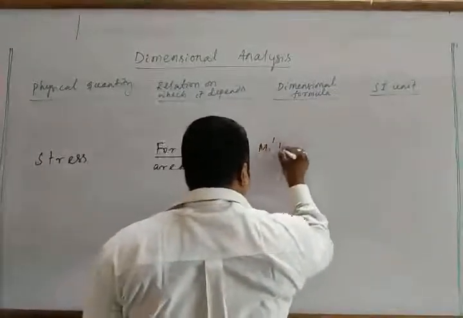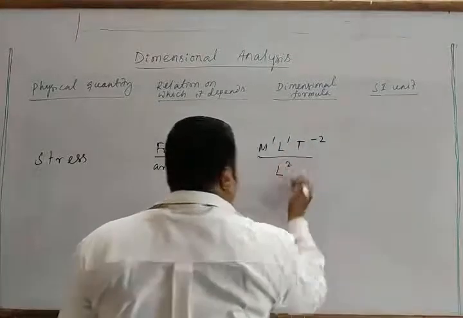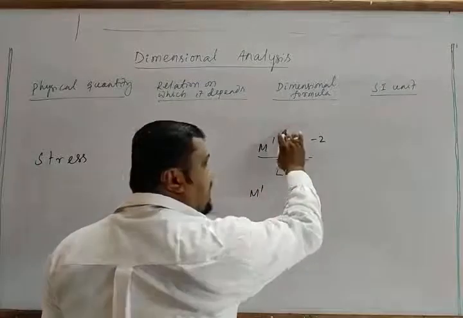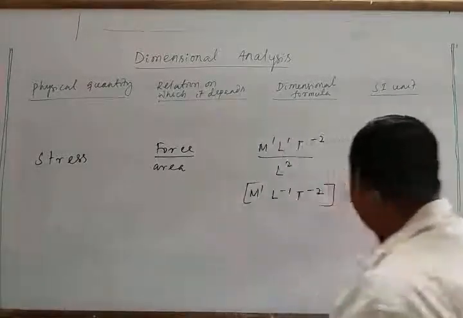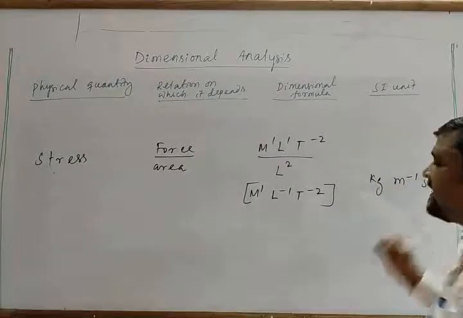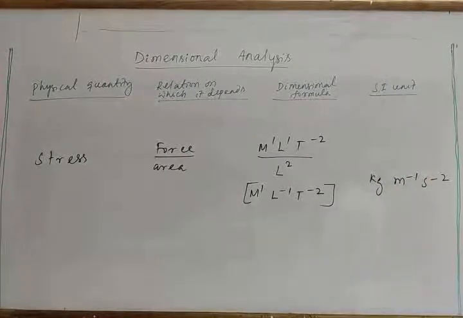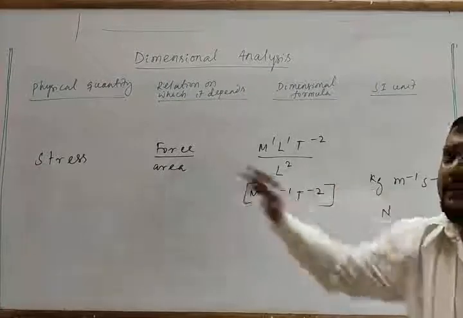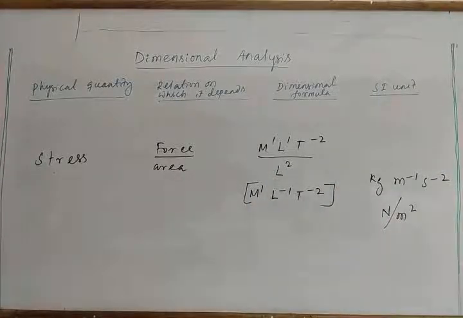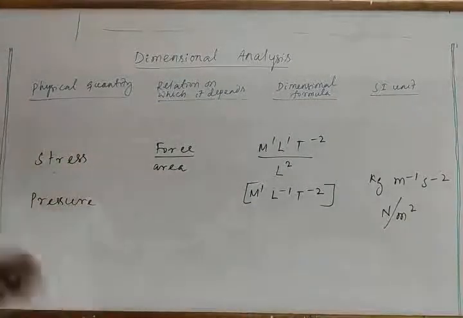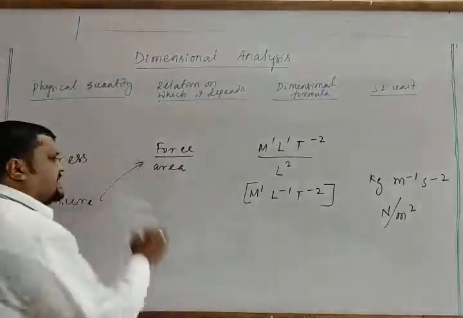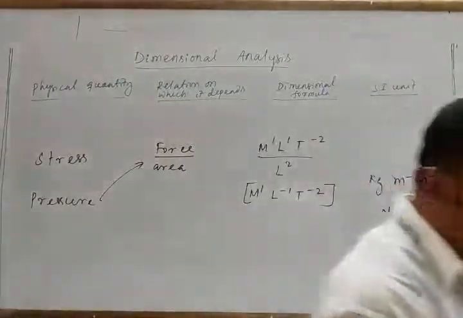So force is M1 L1 T minus 2, area is L2. So L2 goes up: M1 L minus 1 T minus 2. That is the stress. If you write the unit, kg meter minus 1 second minus 2, or from here you can write Newton by meter square. Clear? So this is about the stress. Similarly, pressure also has the same dimension. Pressure is force by area, the same formula, and it is also the same dimension.